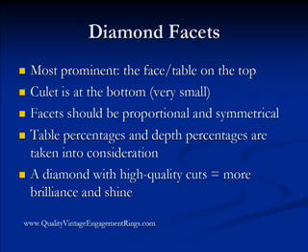The most important thing about the diamond cut is that the facets should be proportional and symmetrical. They need to be in proportion to the stone shape and the size of it, and also symmetrical, back and forth between either side of the diamond. A few other factors that are taken into consideration are table percentages and depth percentages. But we don't really have time in this video to go into a lot of details about those 2 aspects.